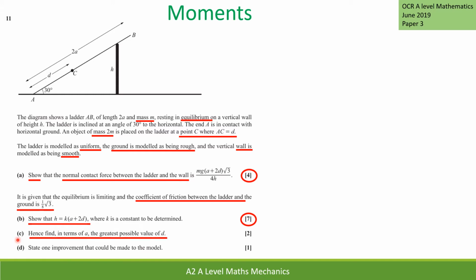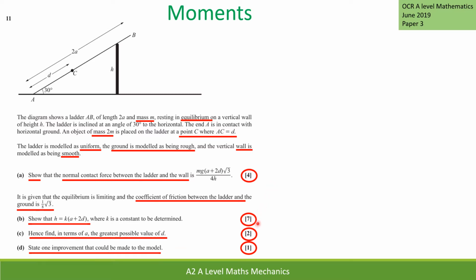Part C, you've then got to work out in terms of a the greatest possible value of d for 2 marks, and the last part is an improvement that could be made for 1 mark. Now this question has a lot of marks. The last one here is an easy mark, so even if you can't do the earlier parts, you should be able to get the last part of this question regardless.